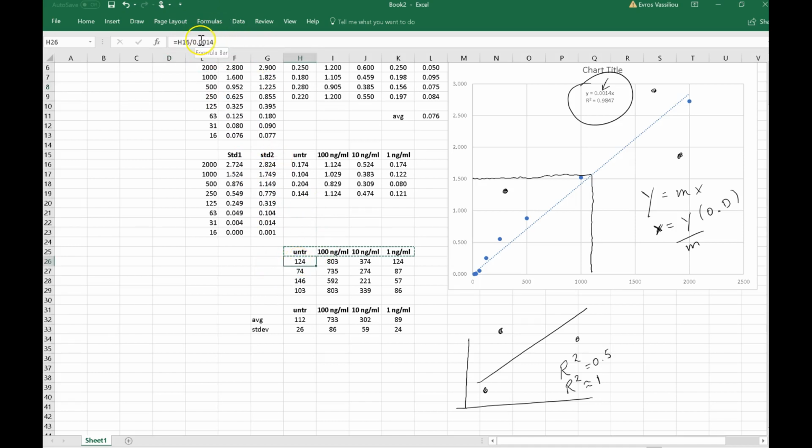And then I divided by 0.0014. Look at the 0.0014. That's my M value. That's what I did. And I only did it for once, and then I autofilled the rest. That's the beauty of Excel. You don't have to do it for everybody, right?